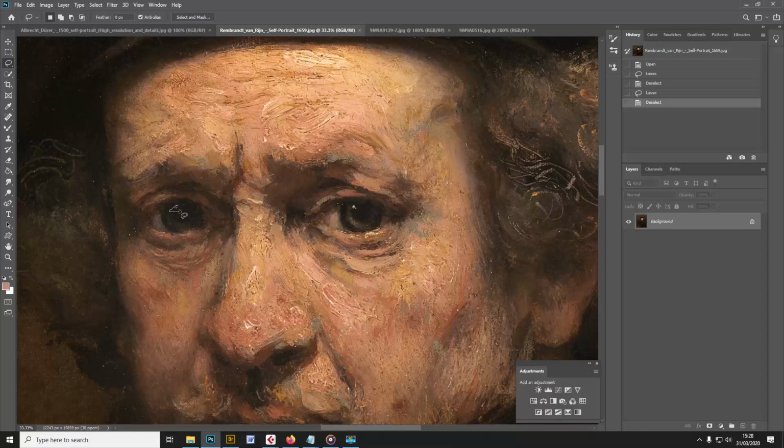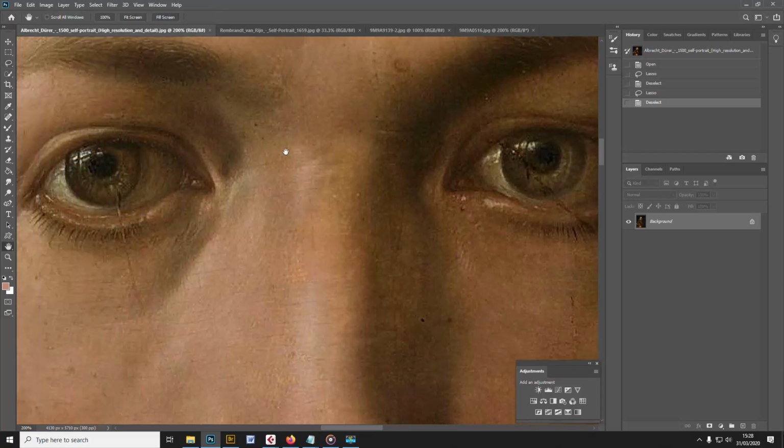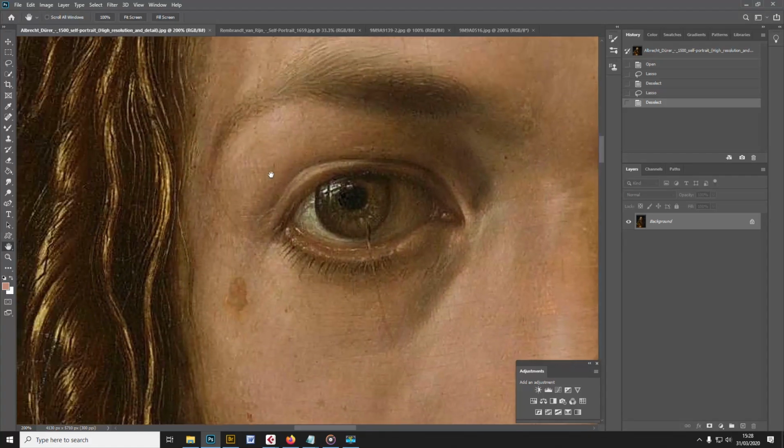But it seems clear to me that in comparison, Rembrandt wasn't terribly interested in the catchlight in the eye. He wanted to show it, but he didn't really want to go into a lot of detail with it. Whereas I think this is the extraordinary thing about the Durer, is the trouble that he has gone to render this highlight in the painting.